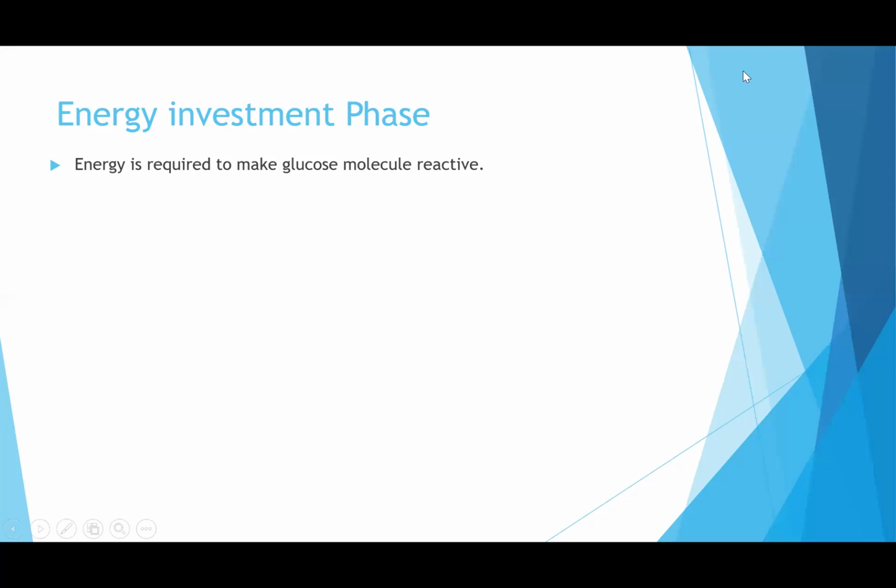to make the glucose molecule reactive. Otherwise, a reaction will not proceed. So this is a common concept. Whenever a reaction is going to take place, the substrate molecule first has to be prepared for the reaction.